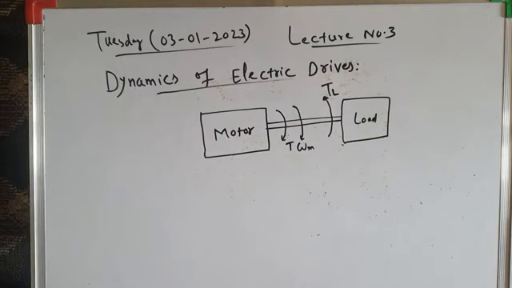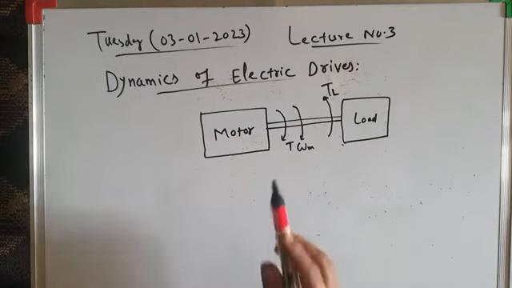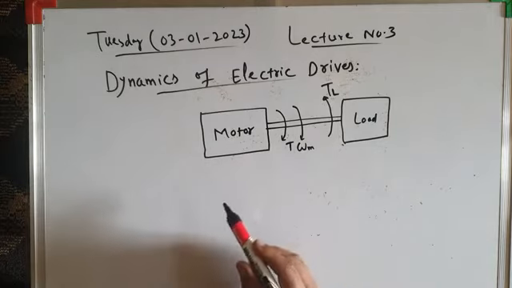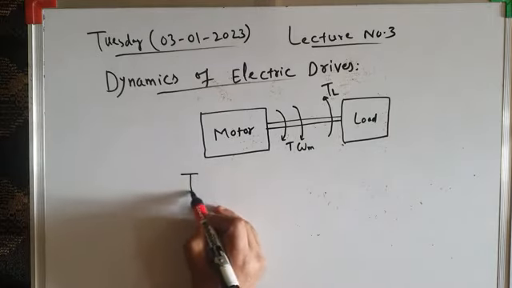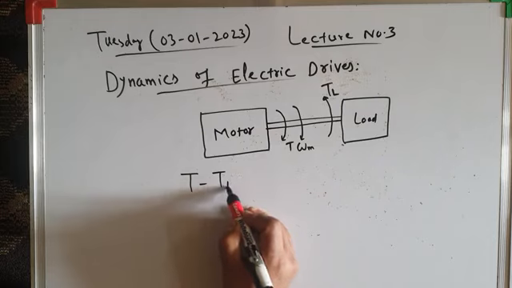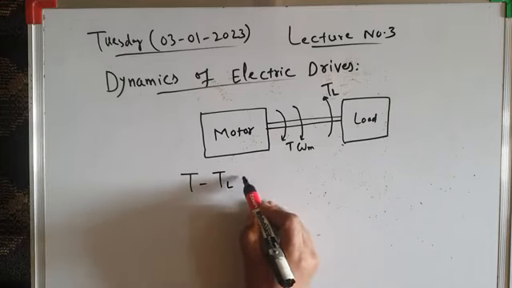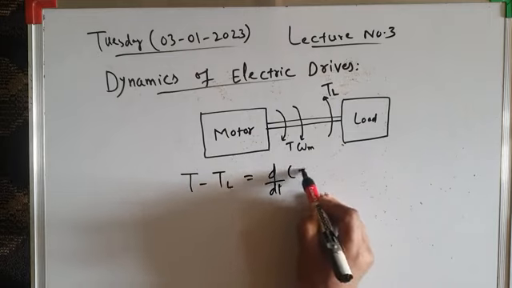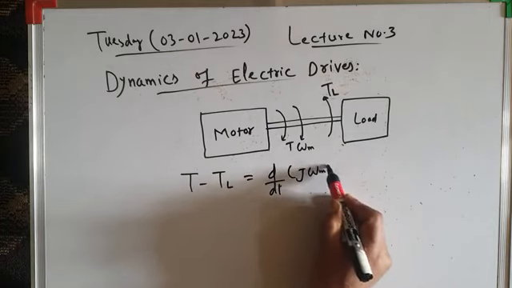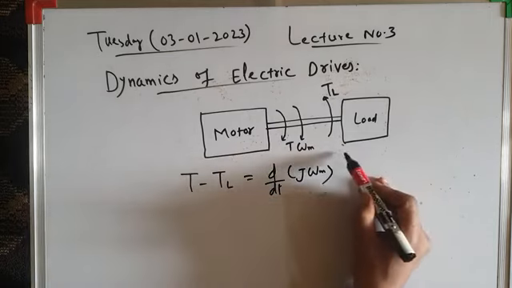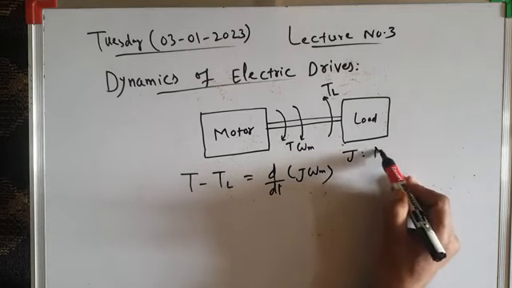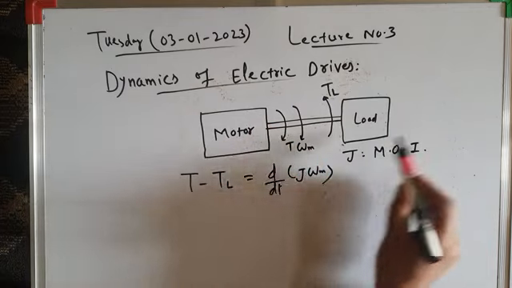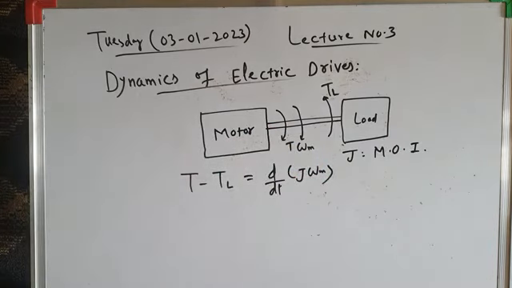omega m. Now if you write the electromechanical equation for this motor load arrangement, the equation is like this: T minus TL, that is motor torque minus load torque, is equal to d by dt of J into omega m, where J is the moment of inertia of the motor and load. The entire system has a moment of inertia J.